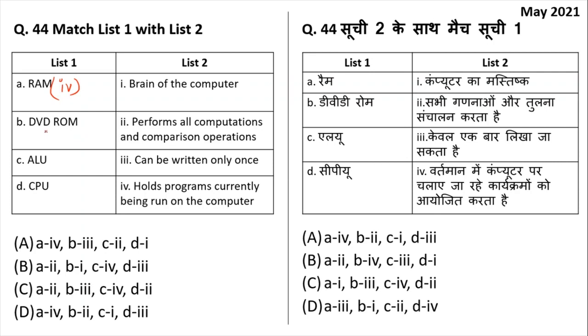DVD-ROM is digital versatile disk read-only memory. So it can be written only once because it is read-only memory. It is going to be 3. ALU means arithmetic logic unit. So it is used for computation. So the option will be 2. CPU is the brain of the computer. So the answer is going to be 4, 3, 2, 1. Let's match. 4, 3, 2, 1. A is the right answer to this question.